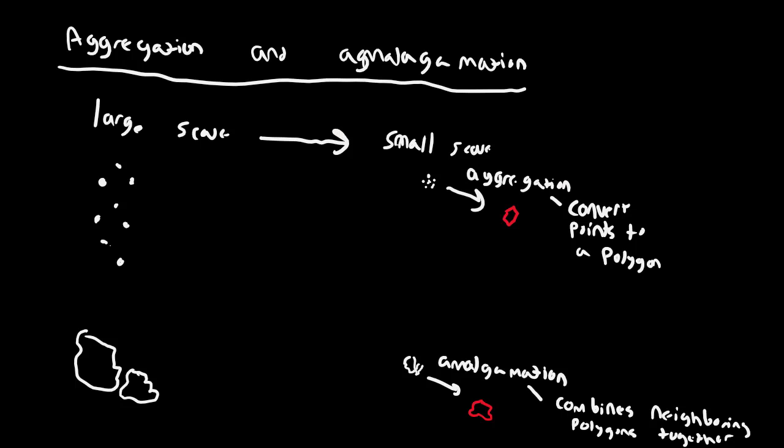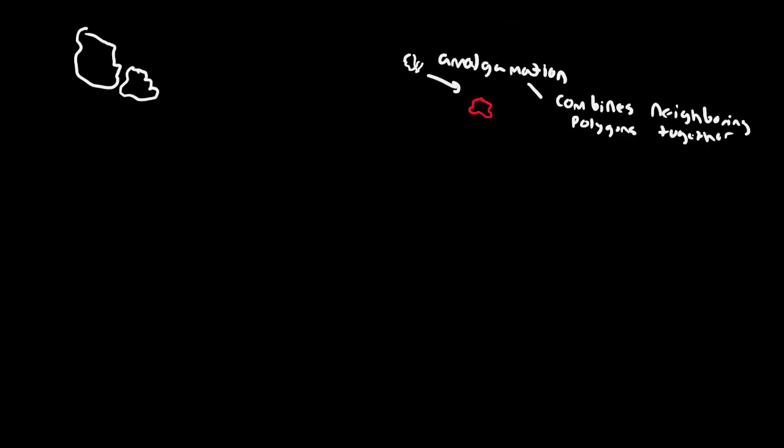And in this video, we're going to talk about three more approaches to generalization. In specific, we're going to talk about collapse, merge, and refine.